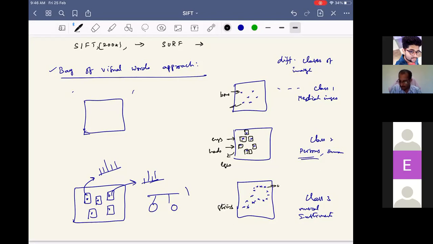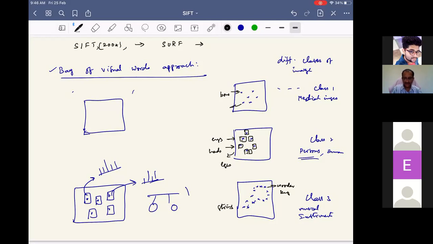Okay, some wooden keys or whatever. Okay, different kind of features. So if you see, each is a word, okay, or a visual word. The kind of visual words we get in different classes of images are different. So as I mentioned, this has roots from the bag of words.